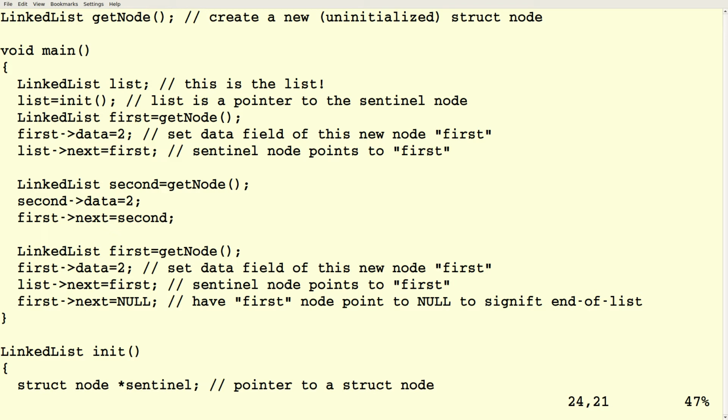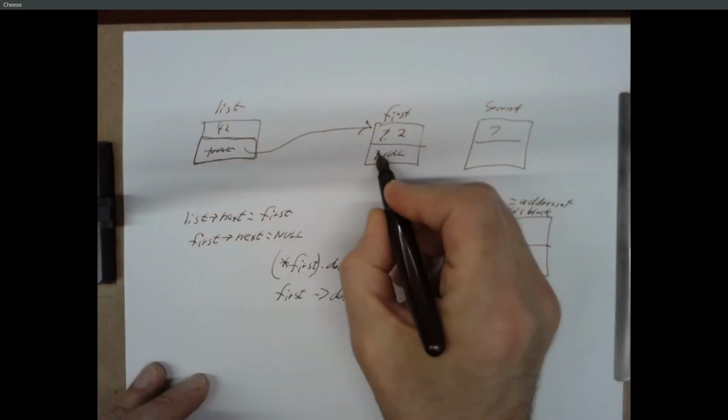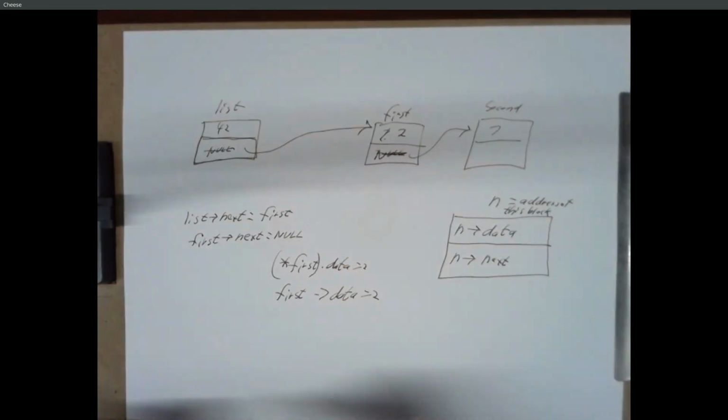All right, so second is a new node up here. I'll set its data value equal to 7. And then I'm going to set first arrow next equal to second. So first arrow next is this block down here. I'm going to set it equal to the address of our second node.